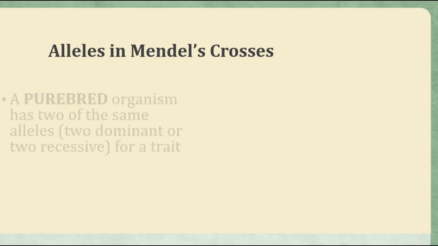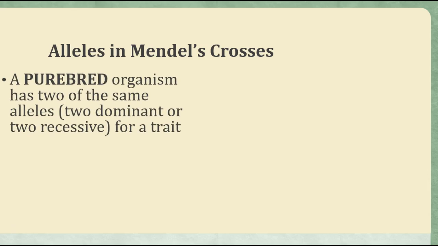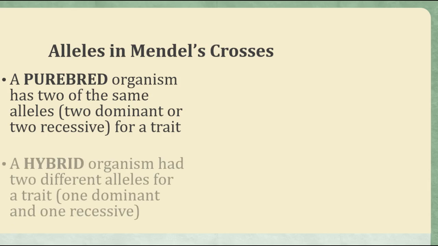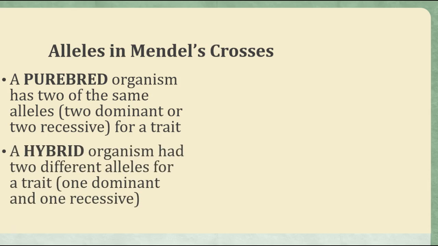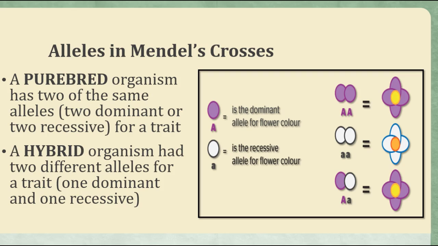Let's look at the alleles in Mendel's crosses. A purebred organism has two of the same alleles, so two dominant or two recessive for a trait. And a hybrid organism has two different alleles for a trait, one dominant and one recessive.